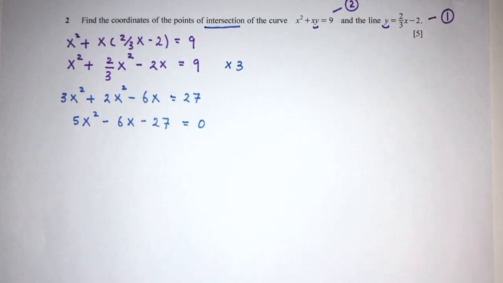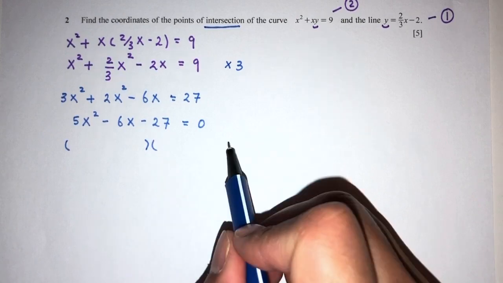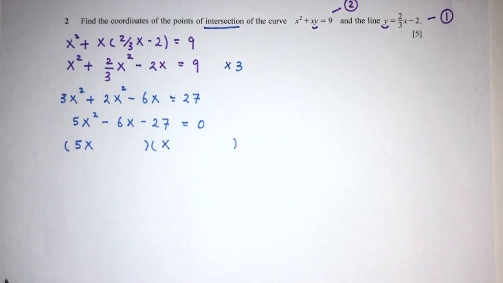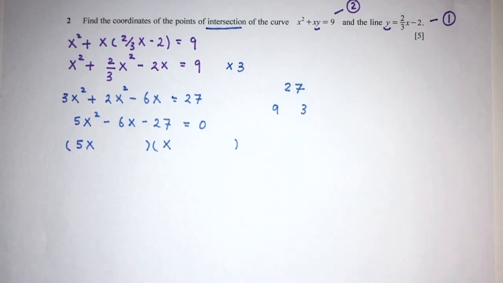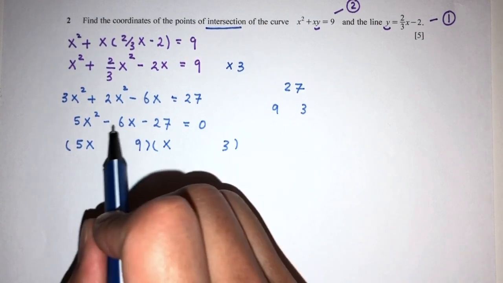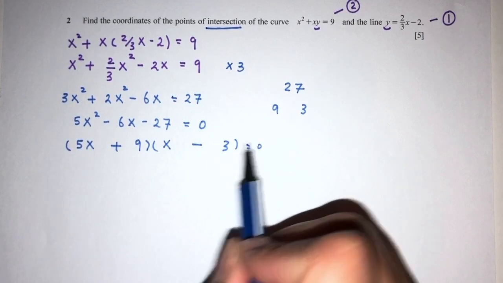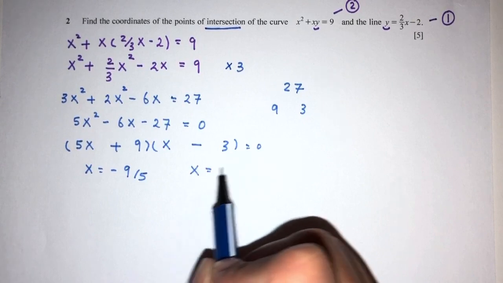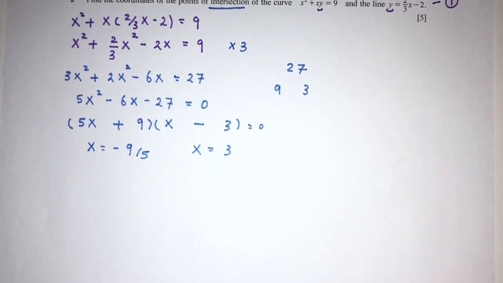Now we can try to factorize this to see what's going to happen. So that will be 5x times x. 27 is what? 27 is 9 times 3. So let's see, what can we use? We can use 3 here and we can use 9 here. To get minus 6, we have to have minus 15 plus 9. So x will be minus 9 over 5. x will be 3.